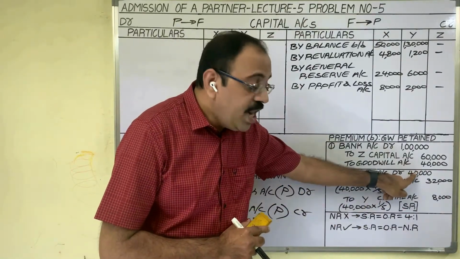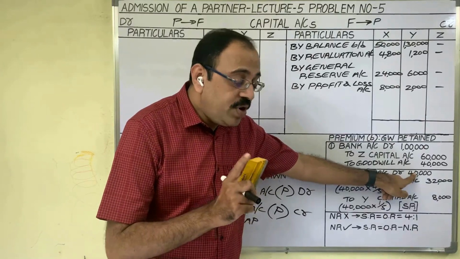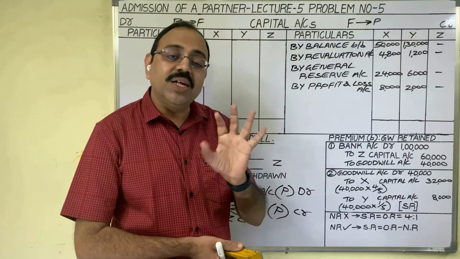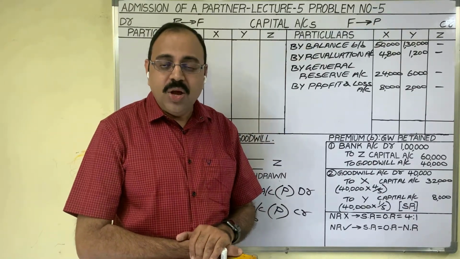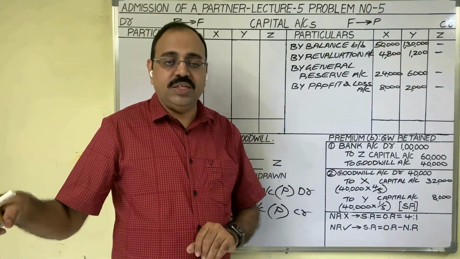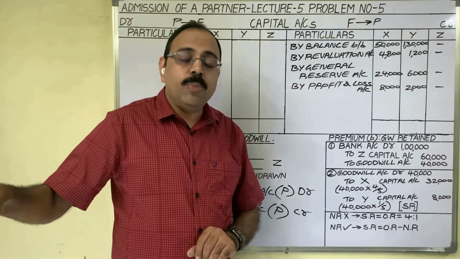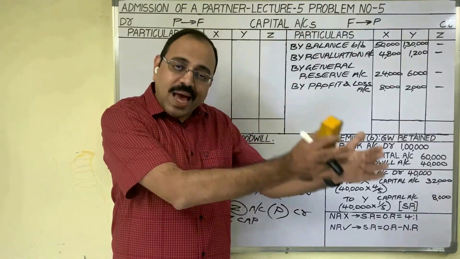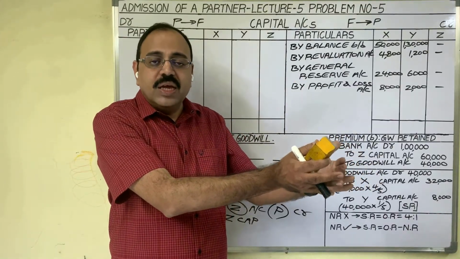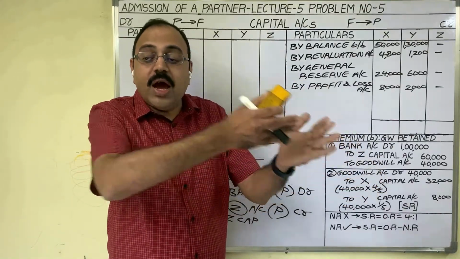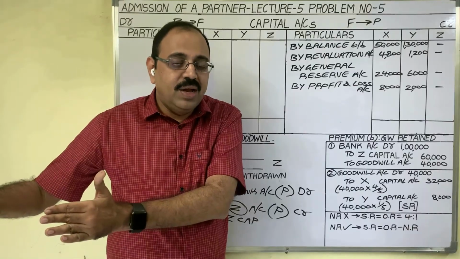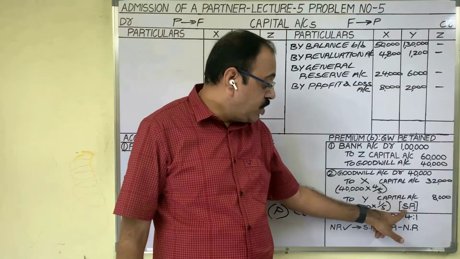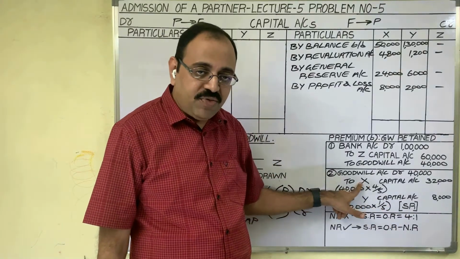Then, this goodwill amount, in which ratio do we have to distribute to these old partners? In the sacrificing ratio, because old partners are sacrificing some portion of their profits to the new partner. In the same ratio in which they are sacrificing their profits, they have to take the compensation, nothing but the goodwill amount. Therefore, we have to apply the sacrificing ratio in this journal entry.